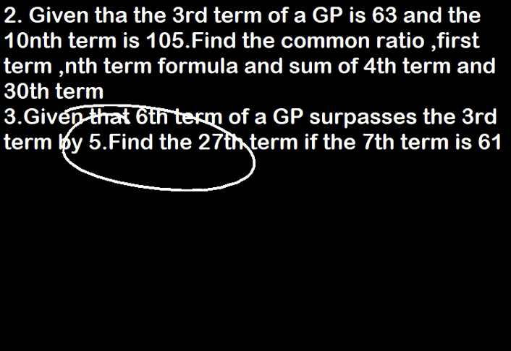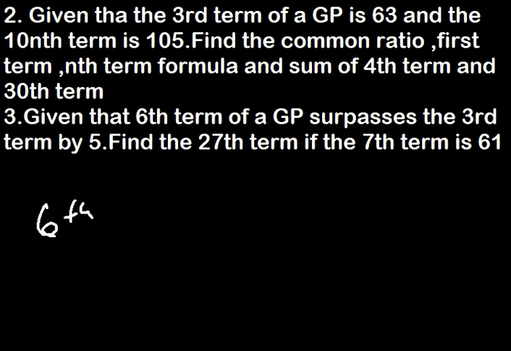So have the third one. The third one says that given that the 16th term of a GP surpasses the third term by 5, meaning what? The 16th term surpasses the third term by 5. What is the meaning of that? The way it is surpass, it means exceeding, or something about the difference. That's the difference between.